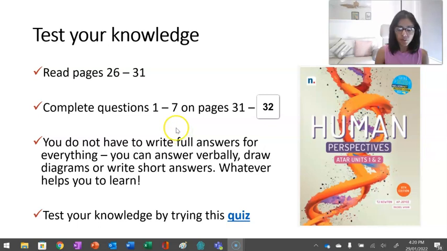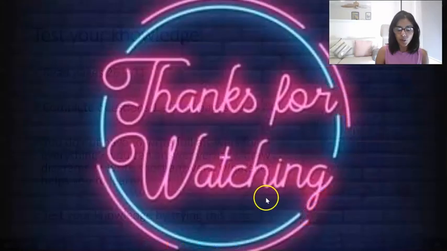Again, you don't have to write in full sentences. You can write one-word answers. You could do this as a mind map. You can make it into notes. It's whatever you are comfortable doing. But please make sure you consolidate your knowledge of what you've learned so far. And finally, I'd like you to complete a quick quiz at that link there. You will get an email back with your answers, and you can self-assess how you've gone with this lesson.